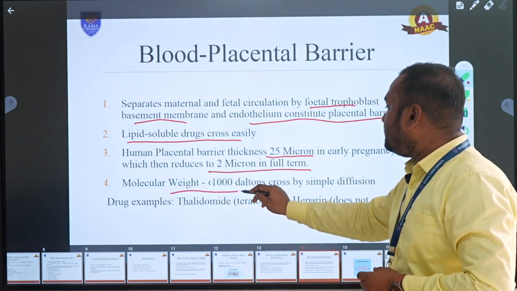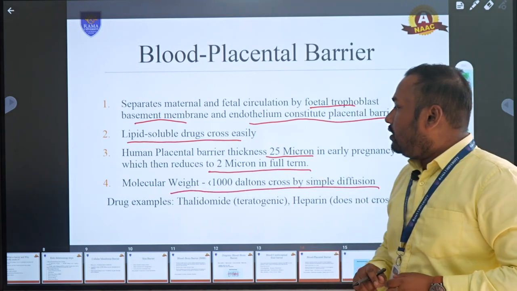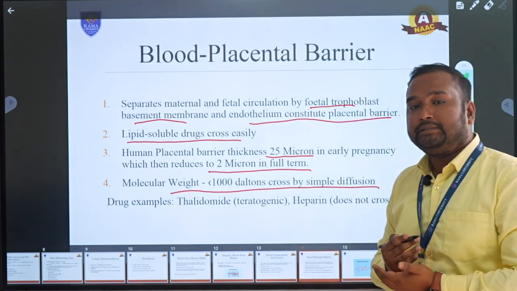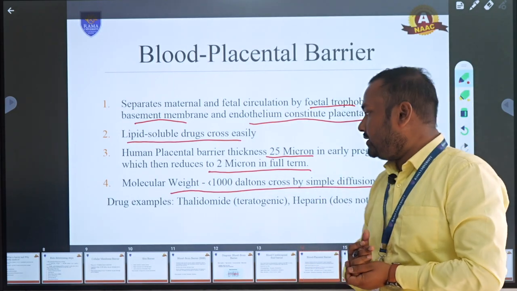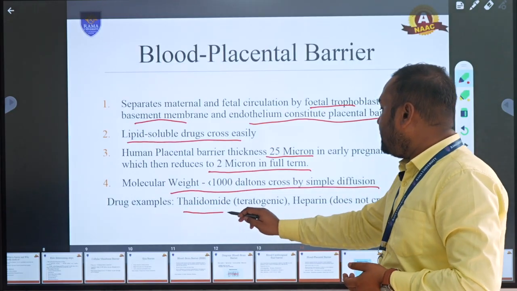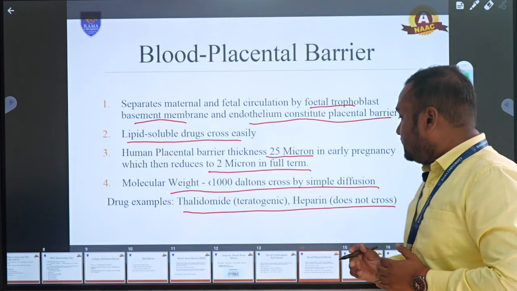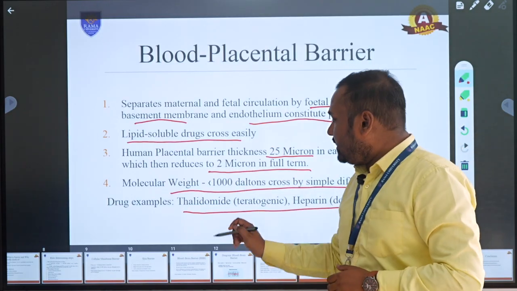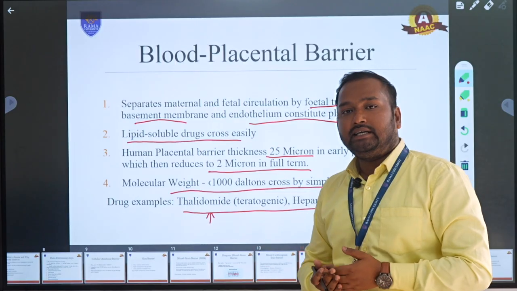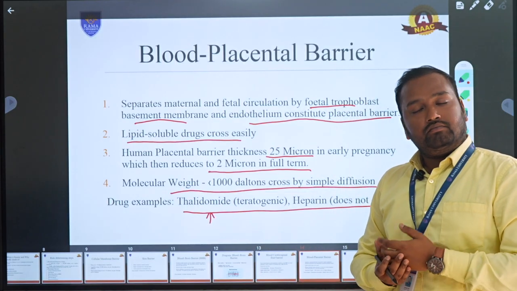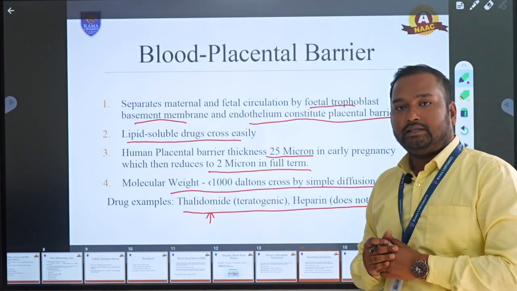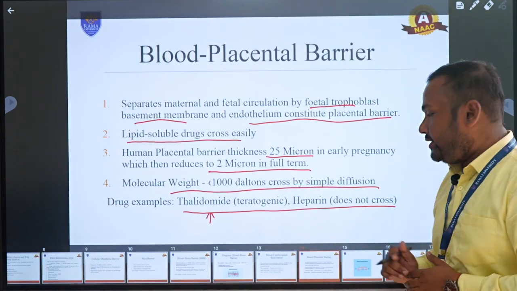Also, molecules with a molecular weight less than 1000 Dalton can easily pass by passive diffusion. As you know, passive diffusion doesn't need energy; it is energy independent. For example, thalidomide and heparin. Thalidomide is a teratogen. Now, what is a teratogen? Teratogens are drugs that cause malformation in our neonates. That's why these drugs should be avoided.